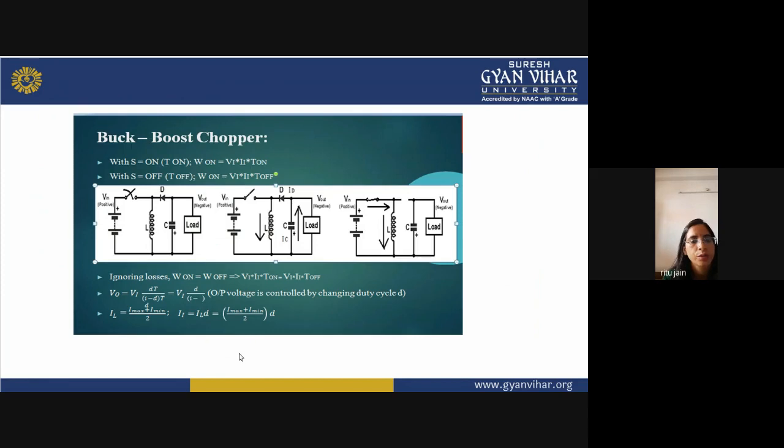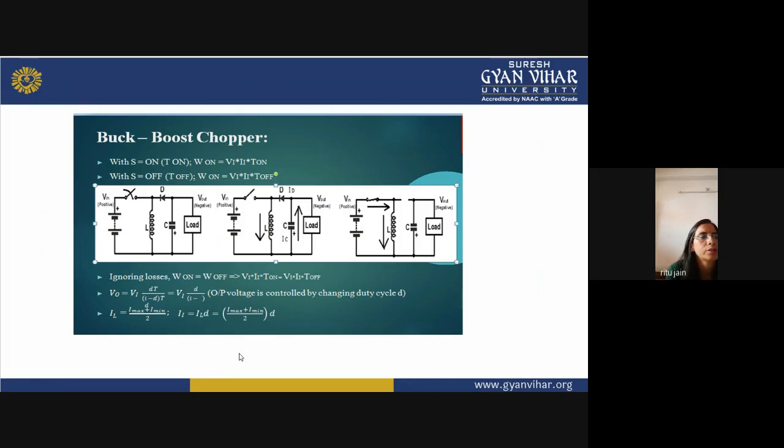We have already done the buck converter and boost converter. In the buck converter, your output voltage is less than your input voltage, but in the boost converter your output voltage is higher than your input voltage. But in the buck boost converter, you can get an output voltage either less than or higher than the input voltage. So when both choppers are combined, that is called your buck boost converter.